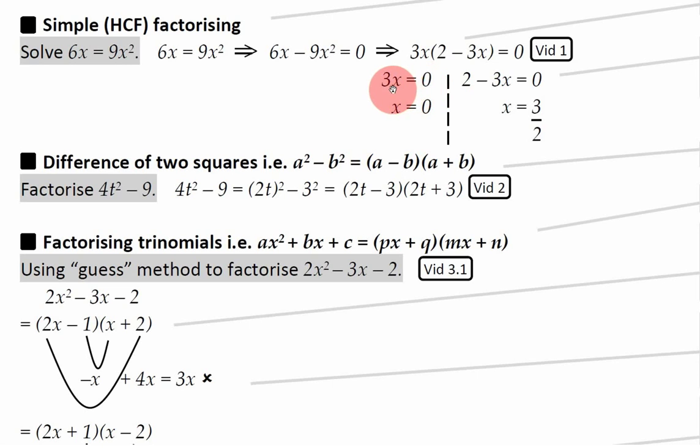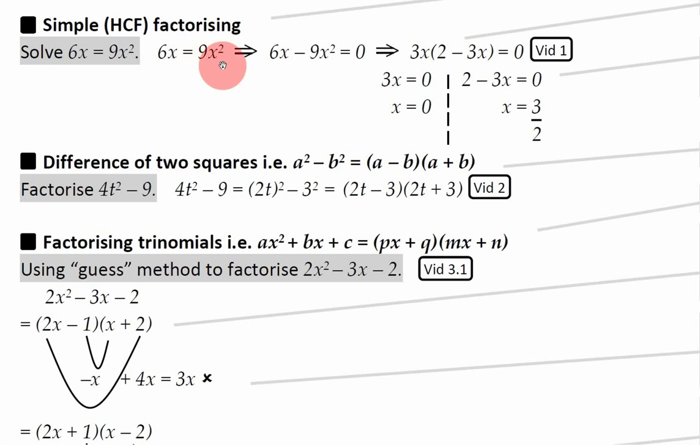So if you've got 3x equals 0, then that means x is equal to 0. That's one solution. And if 2 minus 3x is equal to 0 instead, well, rearranging that gives you x equals 2 over 3, or 0.67. So here are the two answers which are both correct, which should both be used in the exam when you're solving a quadratic equation like this one.